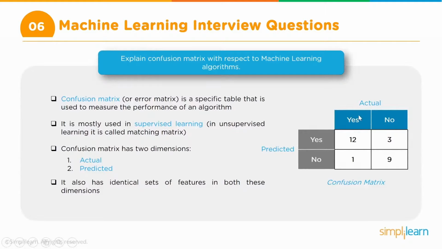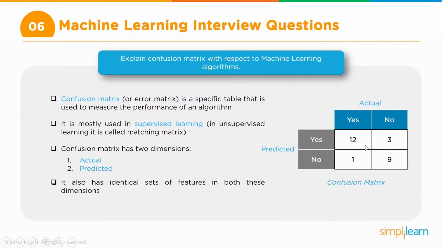So the total actual yes values are 12 plus 1, 13, and they are shown here. And the actual no values are 9 plus 3, 12. So that is what this information here is. This is about the actual and this is about the predicted. Similarly, for the predicted values, the yeses are 12 plus 3, 15 yeses, and the no's are 1 plus 9, 10 no's. So this is the way to look at this confusion matrix.